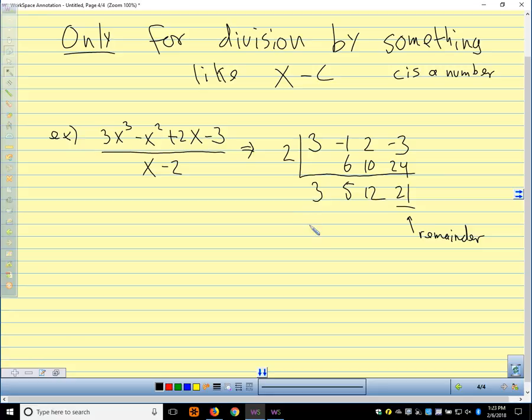This tells us that when we've done this division, we divided a cubic by a first degree polynomial. This is 3x squared plus 5x plus 12.